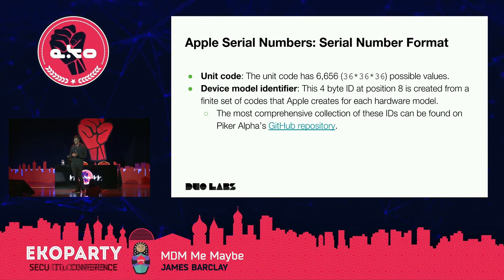Next, we have the device model identifier, which is a 4-byte ID that is created from a finite set of codes that Apple maintains for their hardware models. The most comprehensive source of these IDs that we've found is on Piker Alpha's GitHub repository. He has those all listed there, or most of them, not all of them.